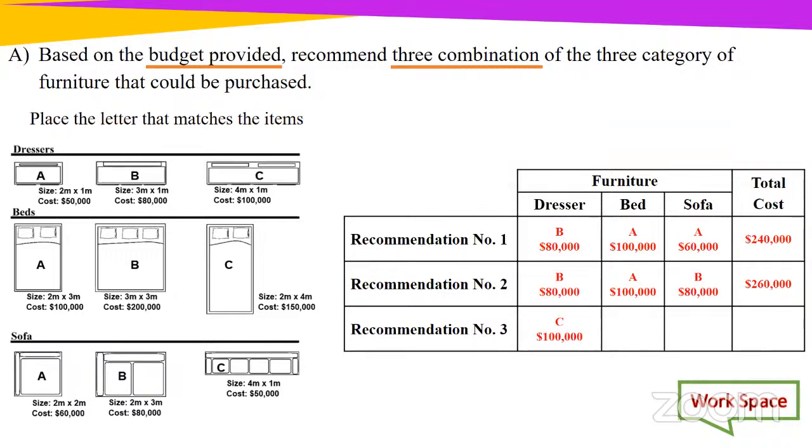What's the category for bed? What's the letter for bed? The letter I chose for bed is A. Good. The cost is $100,000. Good job. Let's hear what your selection is for sofa. For sofa, the letter I chose is A, and the cost is $60,000.